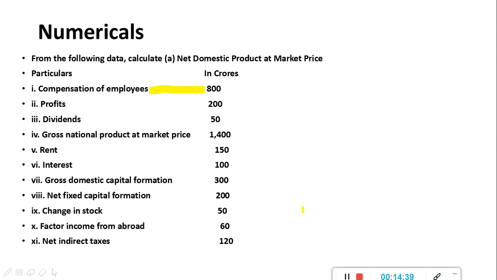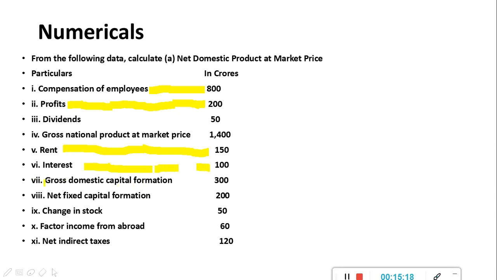Students, in your exams also you will be getting these kinds of numericals, and first of all you have to put a line like this so that you will not be confused in the values given in the question. Compensation of employees is 800, profits 200. When profit is given in the question, you don't have to consider the value of dividend. So we will not take the value of dividend. Rent 150, interest 100.